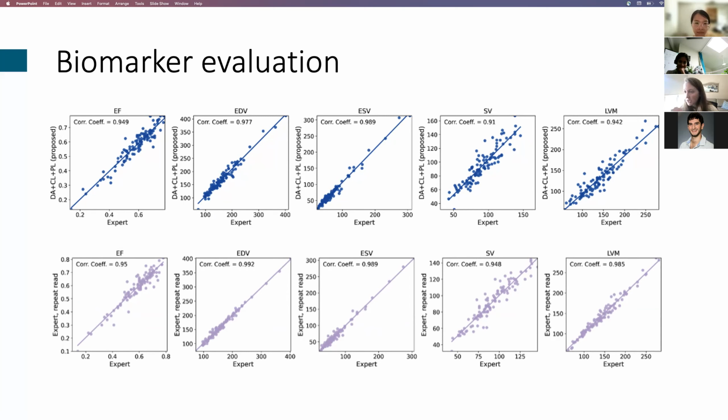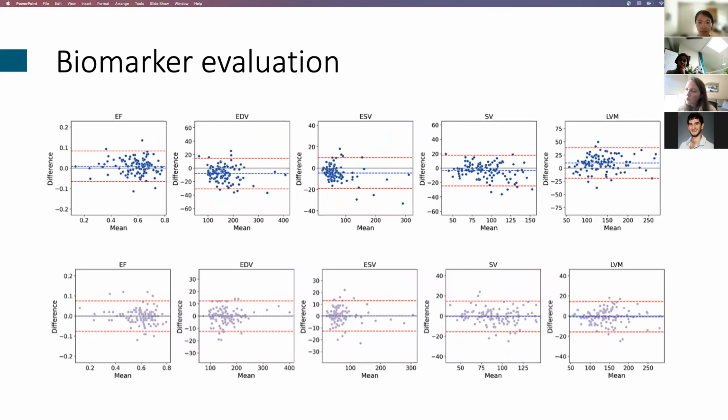These are the correlation plots, with the Pearson correlation coefficient in the top left. You can see pretty similar, strong correlation between the proposed method and the expert. If we look at the Bland-Altman plots instead, one thing that obviously sticks out is that we have some added bias with our proposed method that we don't see with the intra-observer variation. Even though the standard deviation is pretty similar between the proposed and the expert variation, we have this additional bias with the proposed method.